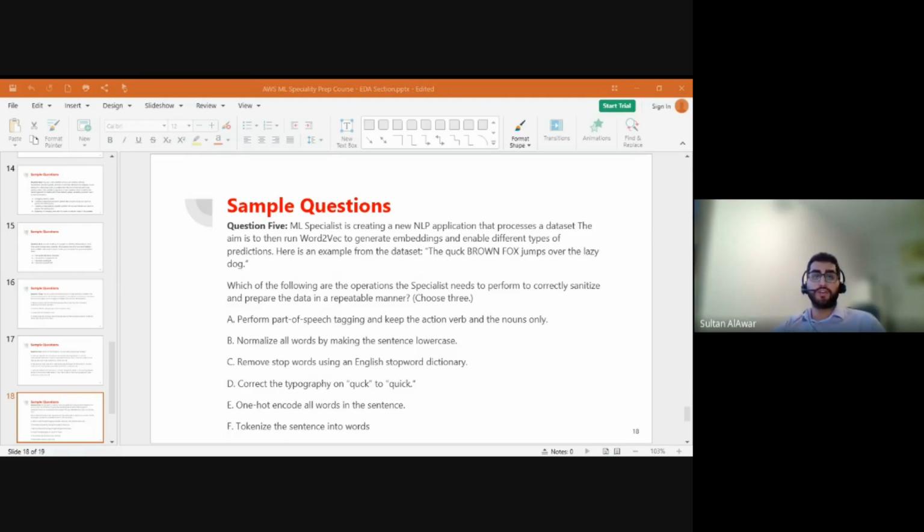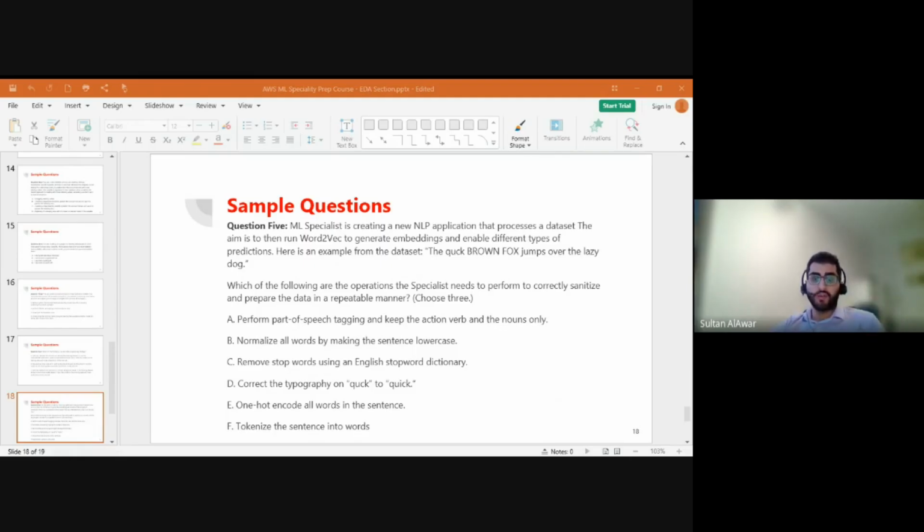C, to remove stop words using an English stop word dictionary. Also, this is a needed step. We can, for example, use the stop words package from the NLTK library in order to perform that. Option D, correct the typo on quick to quick. This is unreasonable to do, because this is only one sentence, but we could have 10,000 sentences and it's unreasonable to correct each sentence separately.